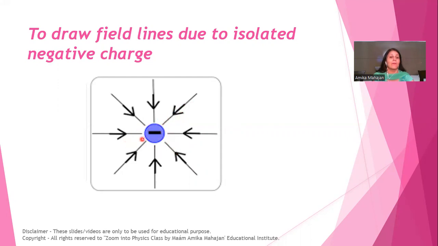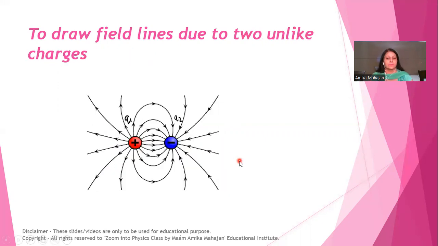Again here we have to keep in mind that near the charge, there is less separation between field lines, and as we move away from the charge, there is more separation between field lines, showing that the electric field is stronger near the charge. As we move away from the charge, comparatively the field becomes weaker.